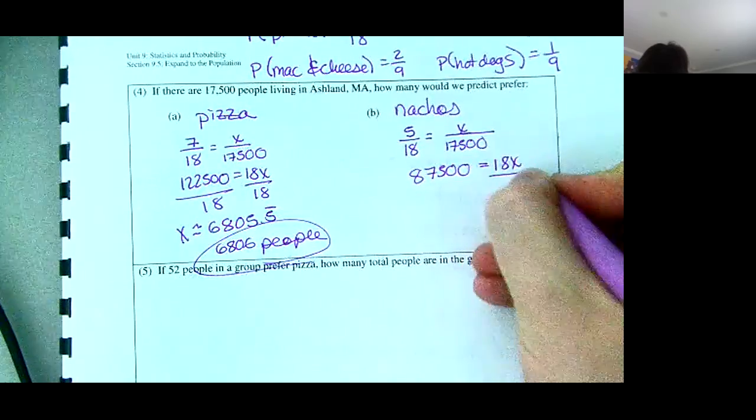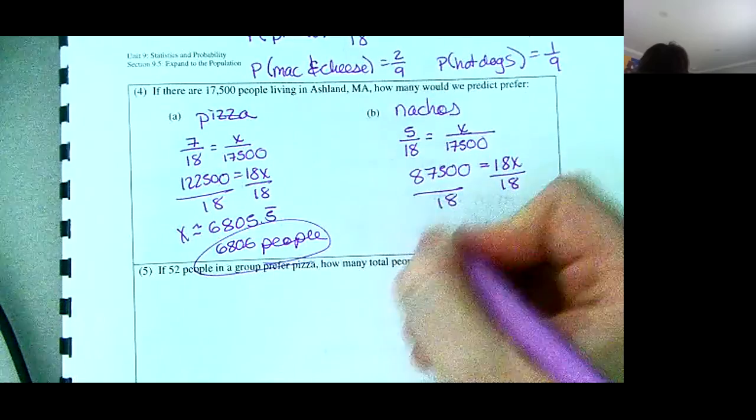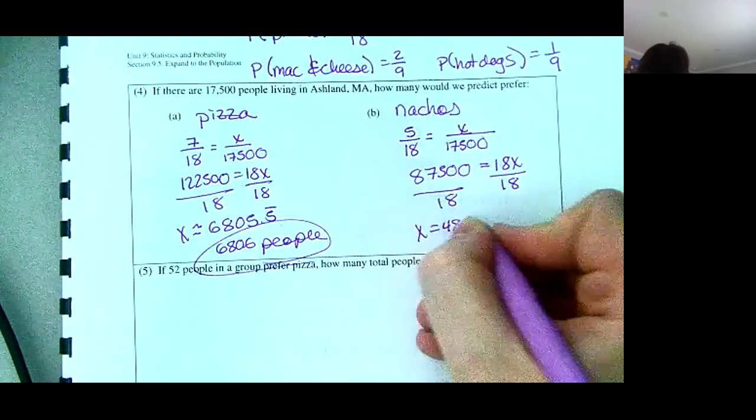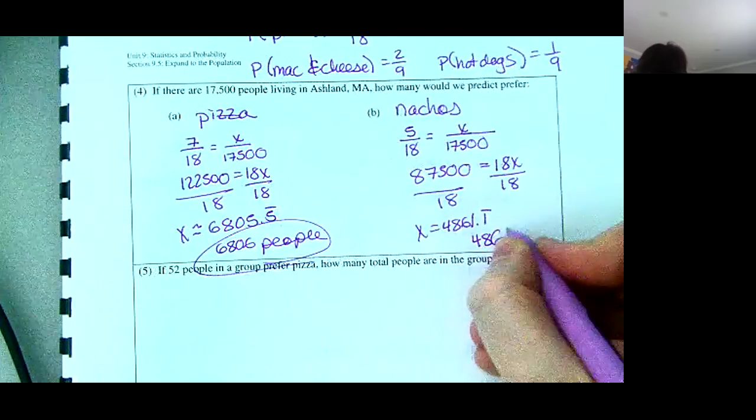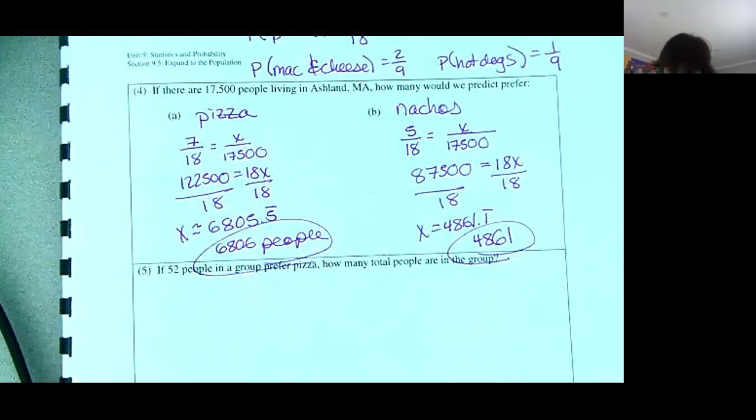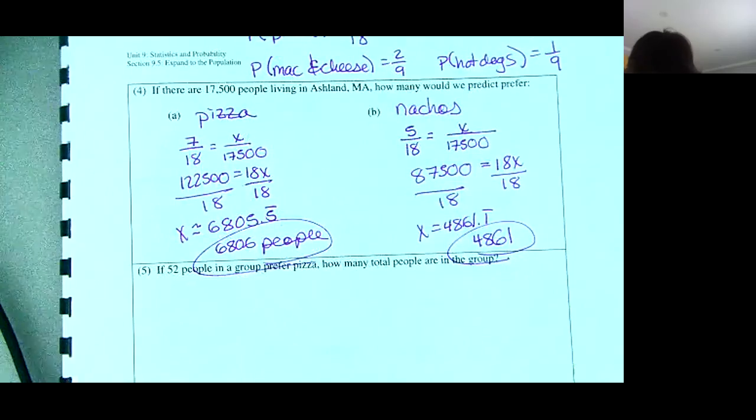87,500 equals 18x. I'm going to divide both sides by 18. X is going to be 4,861.1 repeating. I don't care about that. 4,861 people. There's one other type of problem we need to look at, and that's number 5.